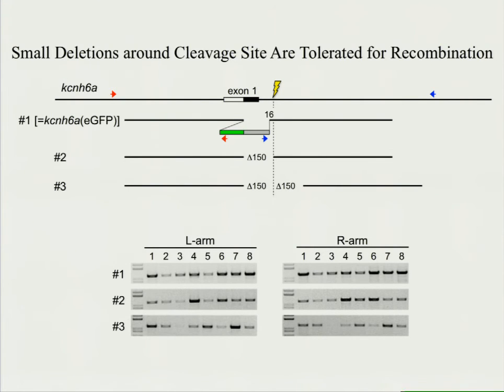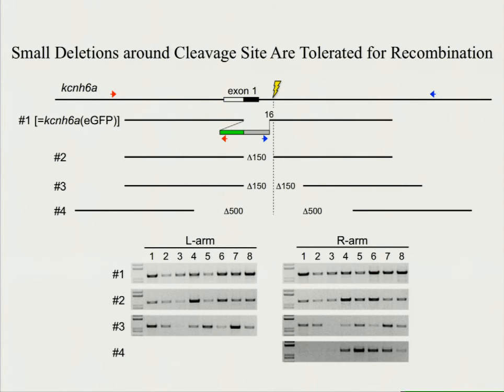It is interesting that the recombination efficiency on the left side and the right side is similar to each other in each embryo with any construct. So we tried to further delete the homologous sequence around the cut site. This fourth construct has about a 500 base deletion on both sides.